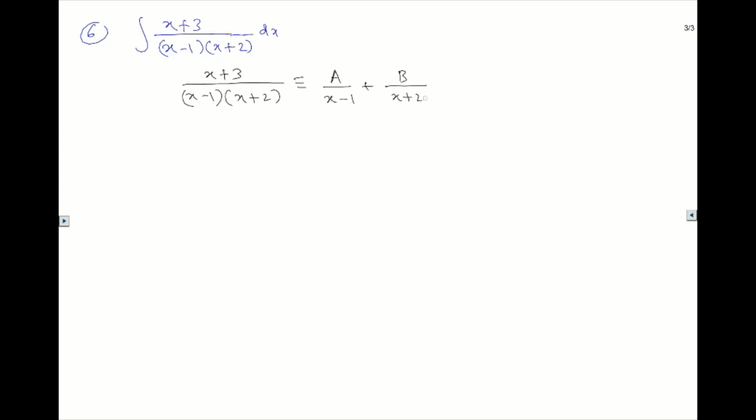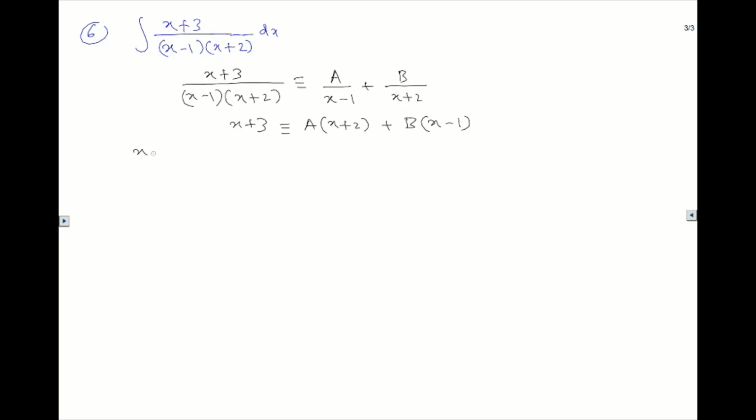So now what we normally do is we're going to multiply by the denominator from the left side. So when you multiply by the denominator, you're going to get x plus 3 identical to, when you multiply by that, you get the other term. So that means a times x plus 2 here plus b times x minus 1, that's the other term. That's what you always get. Now we can use the substitution technique, that's much faster.